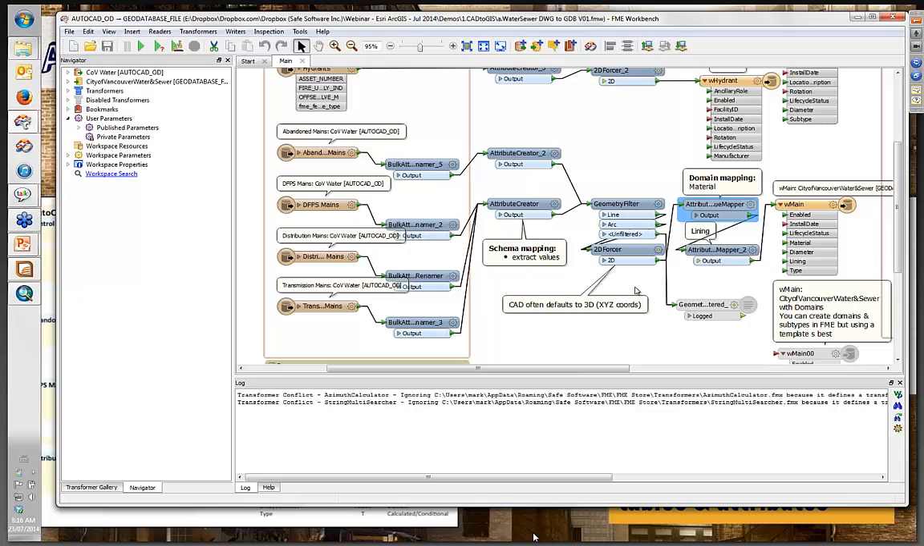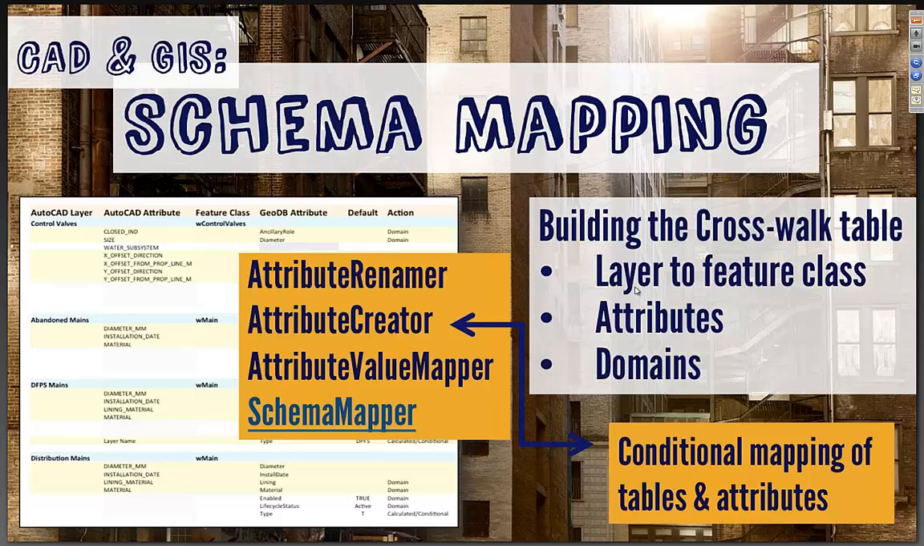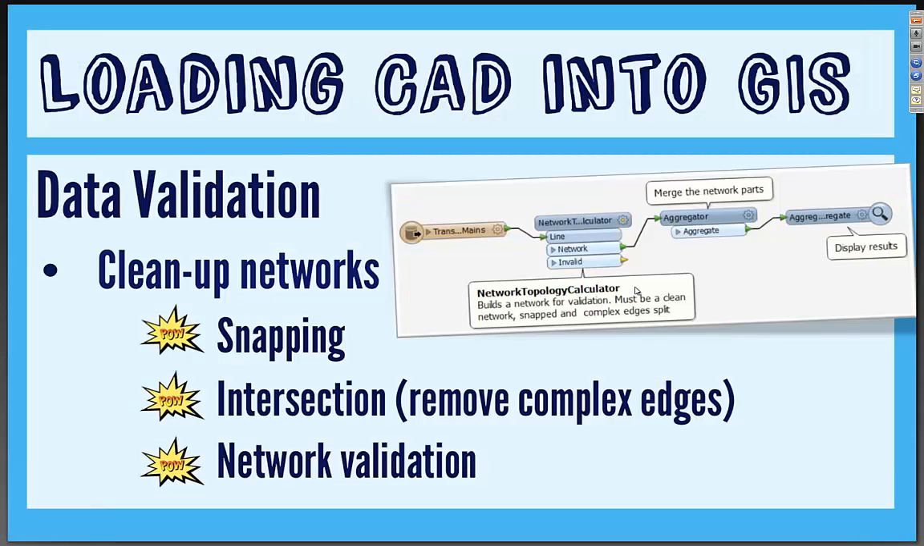Okay, so those are some of the common tools that we would suggest you try using to do your schema mapping, and a good way to get started with your CAD loading into the GIS. One of the other parts of loading CAD data into the GIS is the quality of the data, and there are lots of different ways to do data validation in FME.